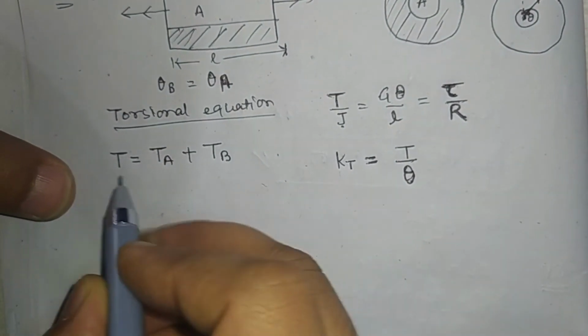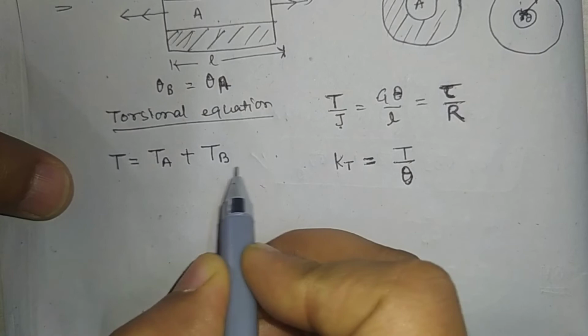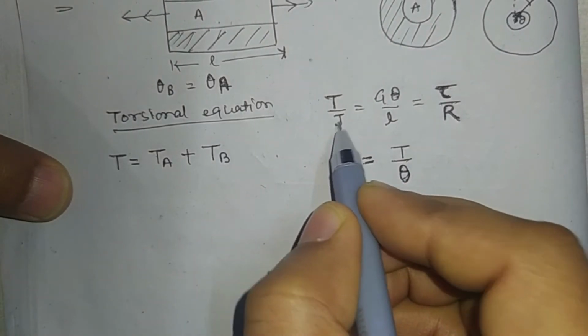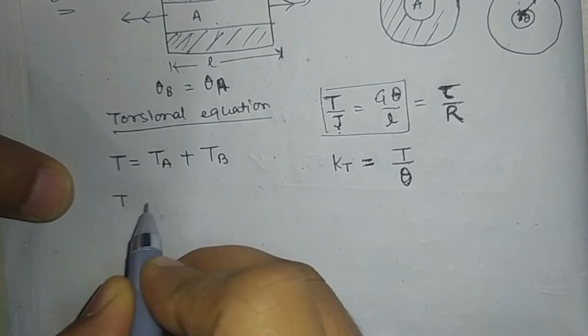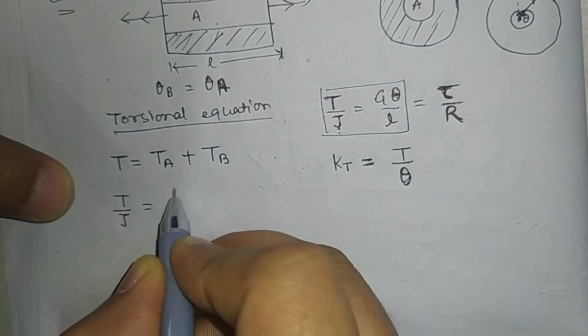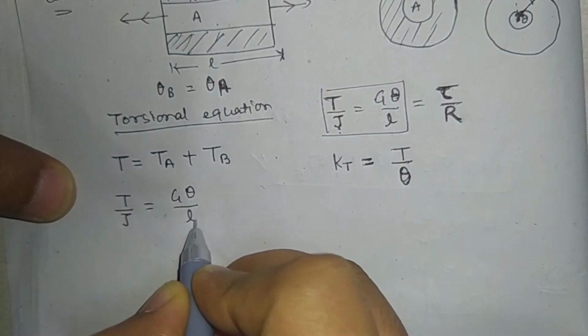So by using this equation, T by J equal to G theta by L.